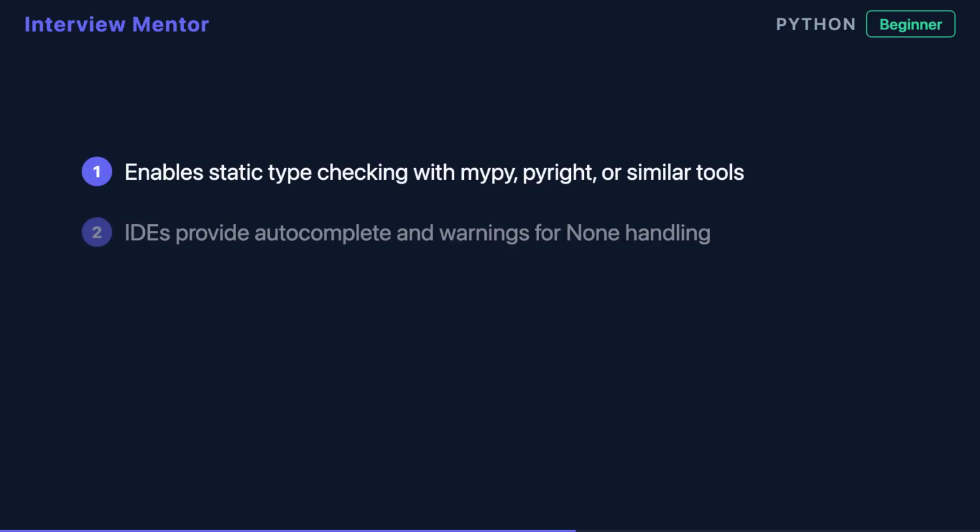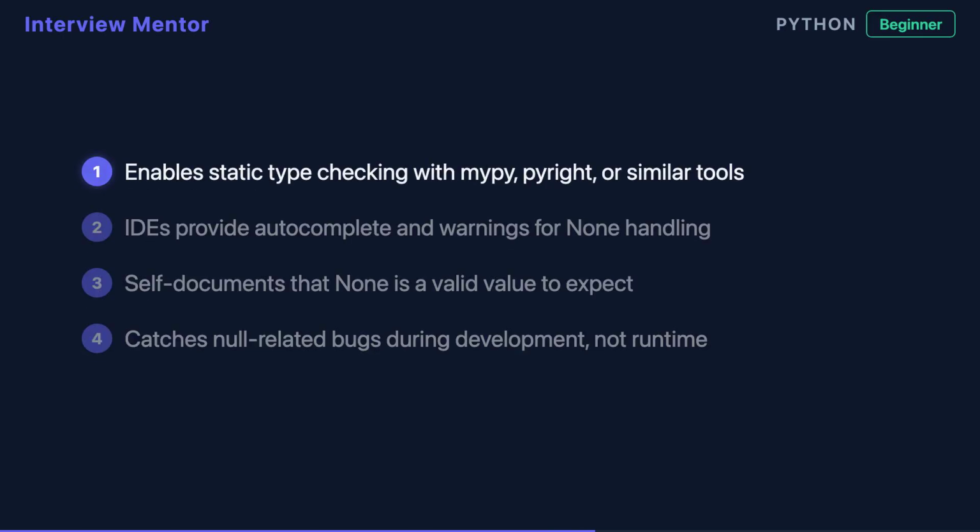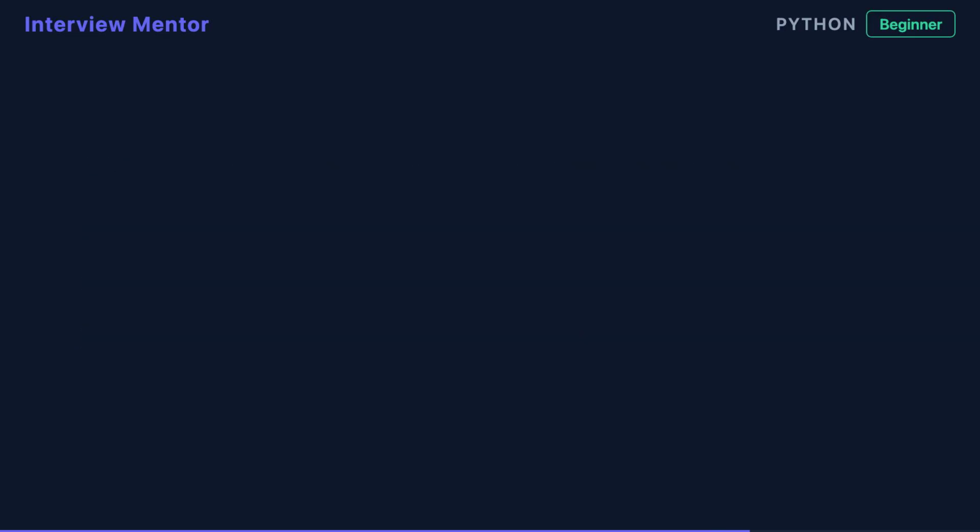So why bother with Optional? It enables static type checkers like MyPy to catch bugs before runtime. Your IDE can warn you when you forget to handle the None case. It makes your code self-documenting, showing other developers that None is a valid value they need to account for. It's not enforced at runtime, but it's invaluable for preventing null pointer errors during development.